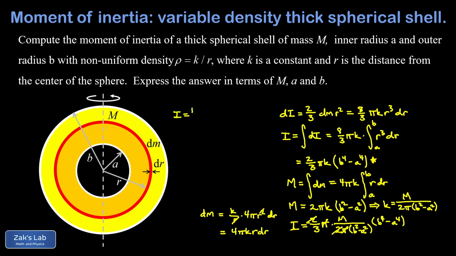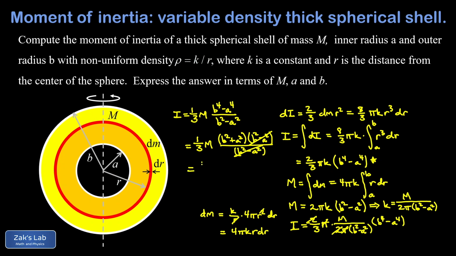So I have I equals 1/3 M, and then b to the 4th minus a to the 4th over b squared minus a squared. So we realize that b to the 4th minus a to the 4th is actually a difference of two squares. That's b squared squared minus a squared squared. So we can decompose this into b squared plus a squared times b squared minus a squared, all divided by b squared minus a squared. And we get this really nice cancellation. The b squared minus a squareds are going to cancel out.